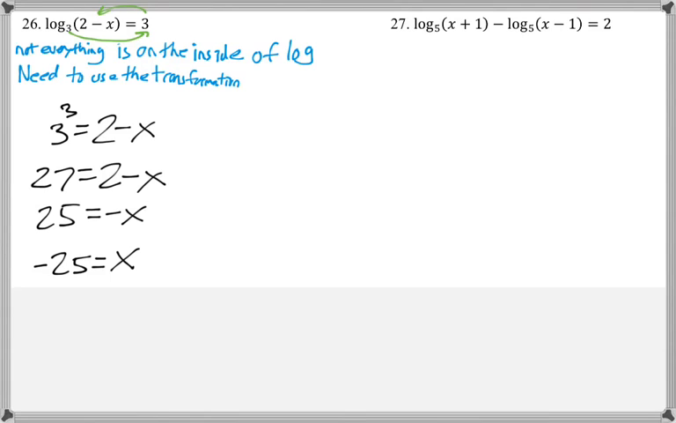Now I need to check this still on the inside of the original logarithm. And if it makes the inside 0 or negative, we need to throw it out. So we have 2 minus x here. So if I plug in a -25, 2 minus -25 is like 2 plus 25, which would be 27. So that's okay. So -25 is my final answer.